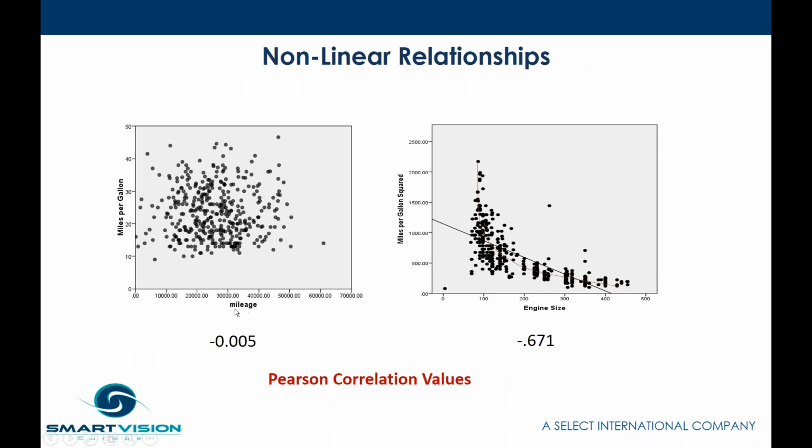Which is the relationship between miles per gallon and mileage. So basically, correlation values range between -1 and +1, and the closer they are to those extremes of -1 and +1, the stronger the linear relationship, and the closer they are to 0, the more random the relationship is. So we can almost glance at a scatter plot and guess what the correlation coefficient is.